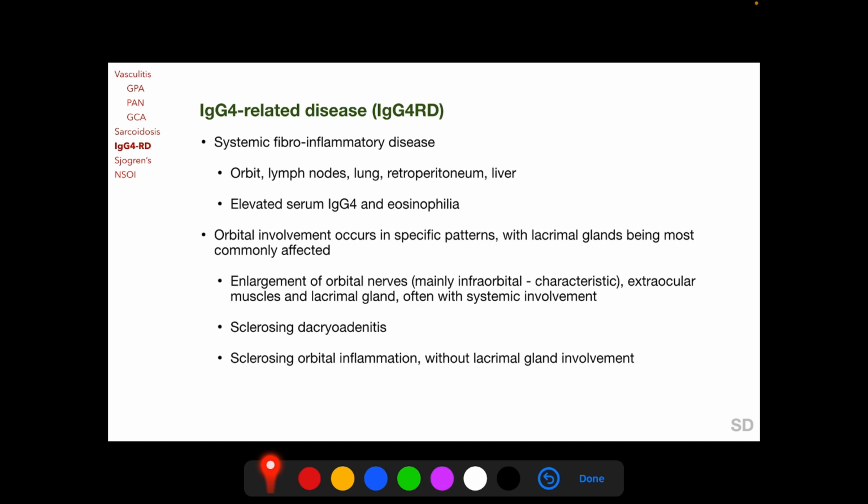In one pattern, there is enlargement of orbital nerves, mainly the infraorbital, which is a characteristic of IgG4-RD, associated with enlargement of the extraocular muscle and the enlargement of the lacrimal gland, and this pattern is often associated with systemic involvement. Another pattern is a sclerosing dacryoadenitis, and the third pattern is a sclerosing orbital inflammation without lacrimal gland involvement.